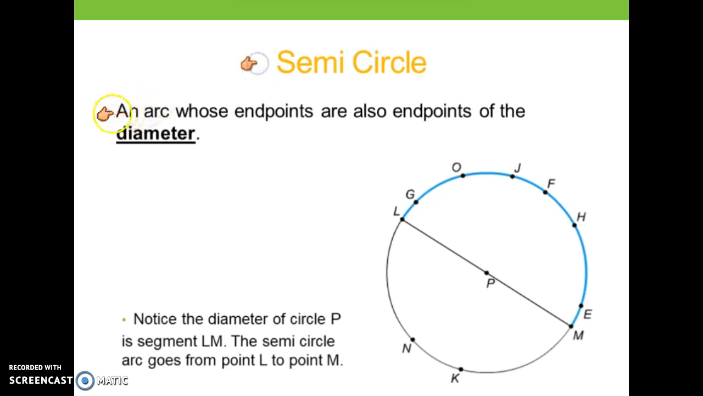A semicircle is an arc whose endpoints are also endpoints of the diameter. So in this case, the diameter is LM. It goes through the center P. So this arc here in blue is a semicircle. It is half of the circle.